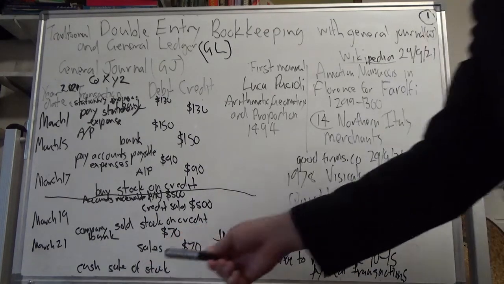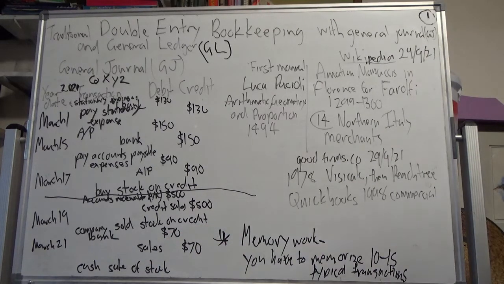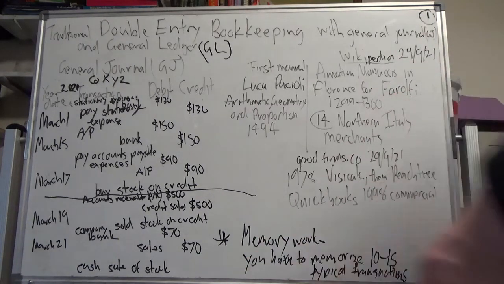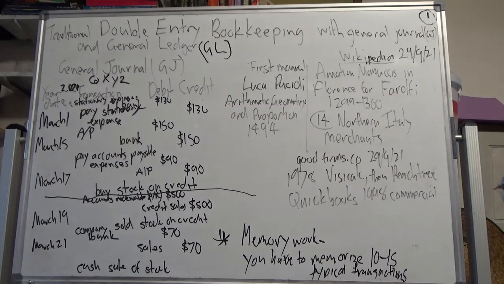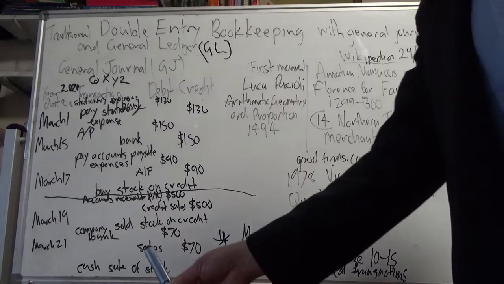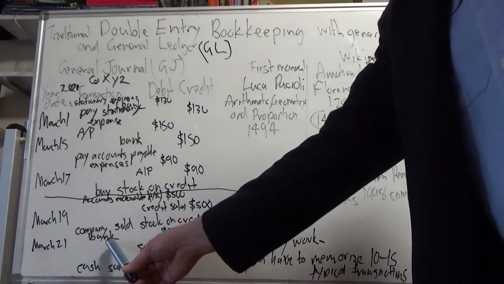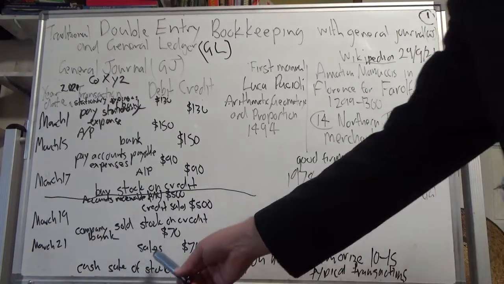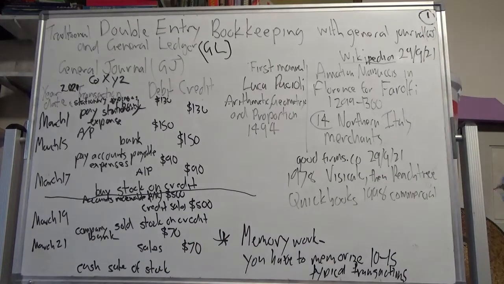There was a cash sale of the stock. This time it wasn't a credit sale, they just received cash and put it in their cash register for some stock they were selling a customer. So there's incoming cash, debit the bank and credit the sales. The sales is a credit item on the P&L.